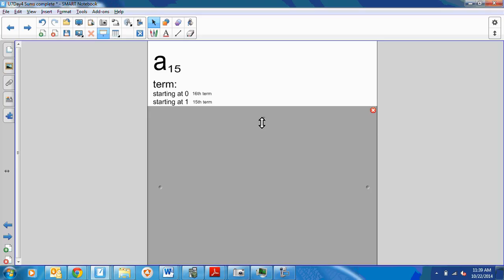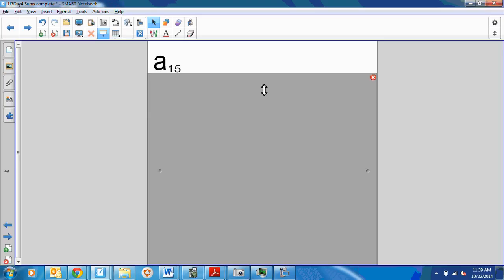And I think a lot of people get confused with this once we start throwing formulas of maybe how many numbers we're adding up, which one's the last one, which one's the first one. So I just want to look at the idea of a sub 15, what that means.